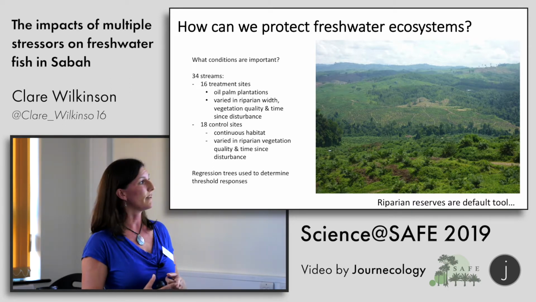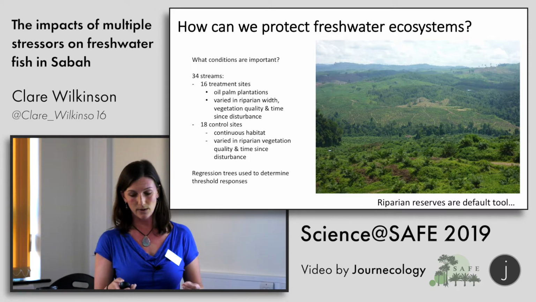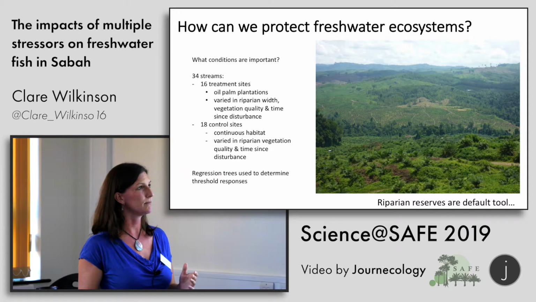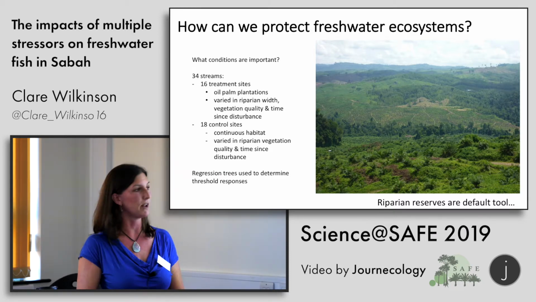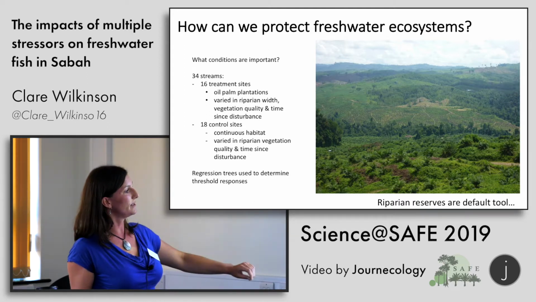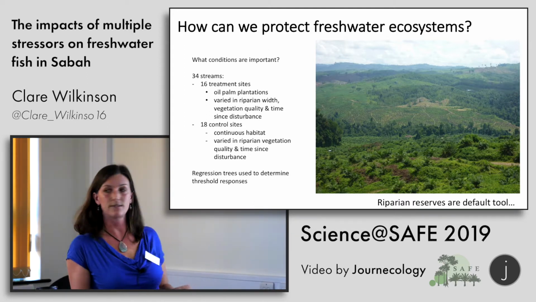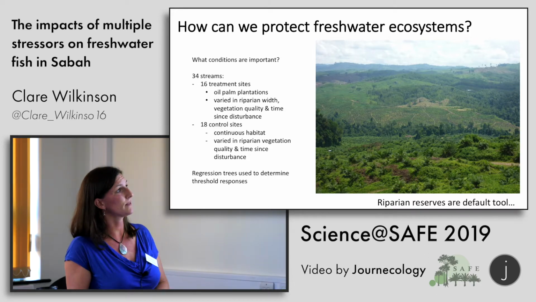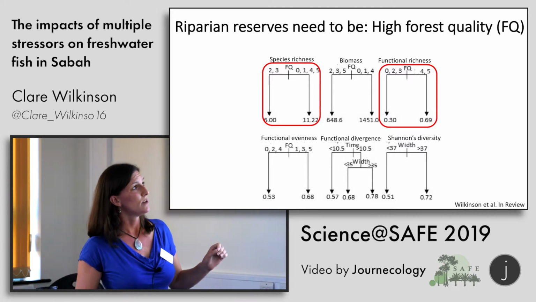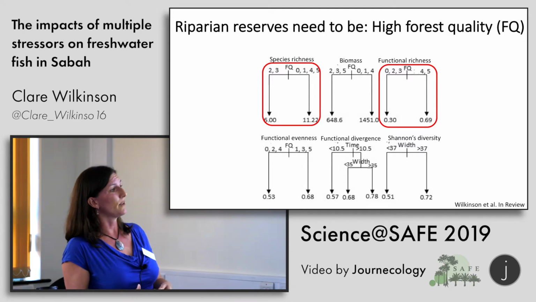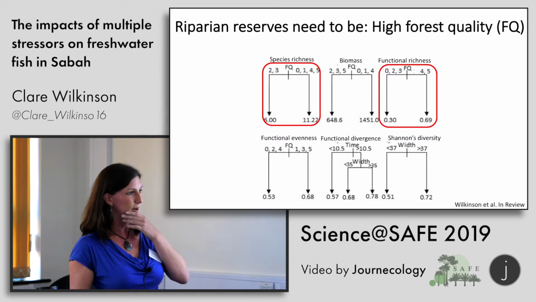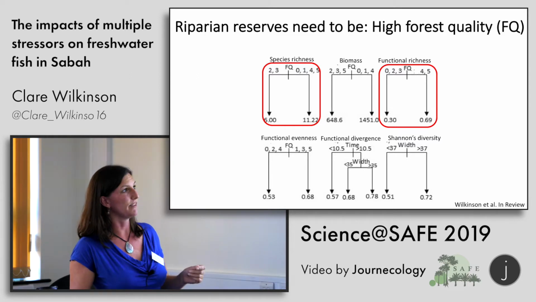So I looked at the riparian width, the vegetation or forest quality within the riparian habitat, and the time since disturbance, so when oil palm was planted nearby or when was the last round of logging. And we did this at 34 different streams and used regression trees to determine the threshold values. And firstly, looking at the community metrics, we show that all three variables, forest quality, time, and width, show some way of explaining the differences in the fish community.